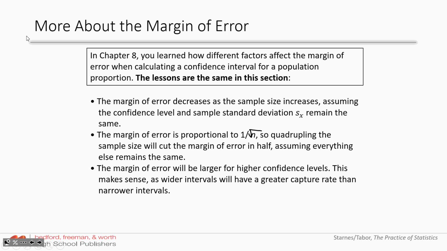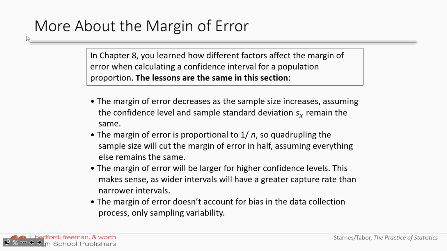The margin of error will be larger for higher confidence levels. So remember, if I want to be really confident about a prediction about tomorrow's temperature, if I want to be 99% confident, I could say tomorrow the temperature is going to be somewhere between 0 and 100 degrees, right? Sure, it's not telling me much information. My margin of error is huge, but my confidence level is probably like 99.999%, right? So bigger margin of error, higher confidence level.